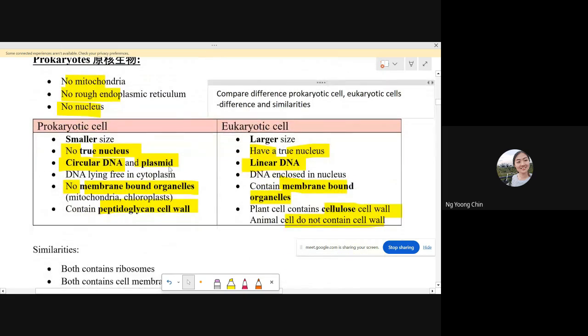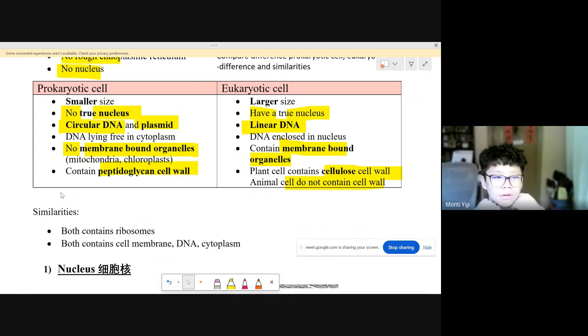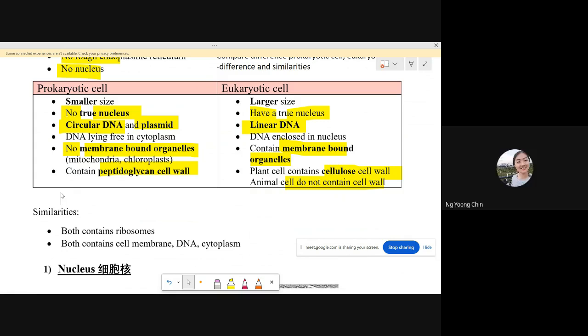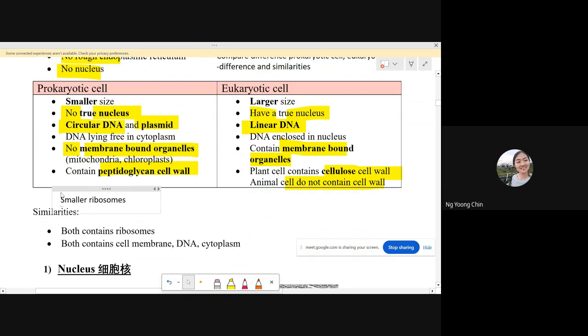Just now you learned about difference, right? Now we talk about similarity. Similarity is both also have the ribosome. Both prokaryotic cell and eukaryotic cell have the ribosome. But in the prokaryotic cell, is their ribosome larger or smaller inside? Smaller. Yes, smaller, because their size is smaller. You can write in this way: prokaryote, they have a smaller ribosome; eukaryote, they have a larger ribosome. Which is one of their differences.